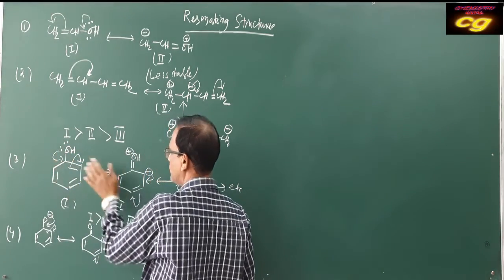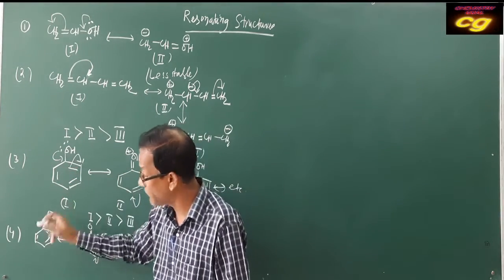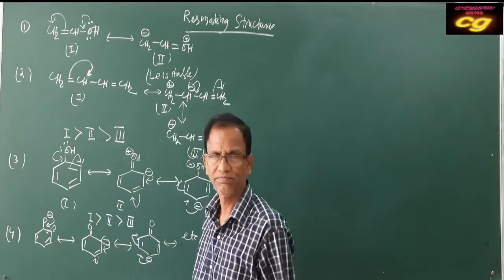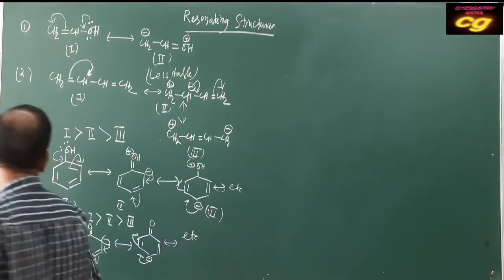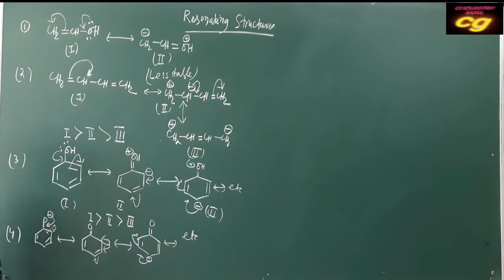This structure, if you compare with other structures, is more stable. But if you compare phenol and the phenolate ion, the negative charge is delocalized. That's why this is the stable form. And in this form, if you see, charge separation takes place, that's why stability decreases. Then this negative charge is delocalized from oxygen to carbon, that's why stability increases.